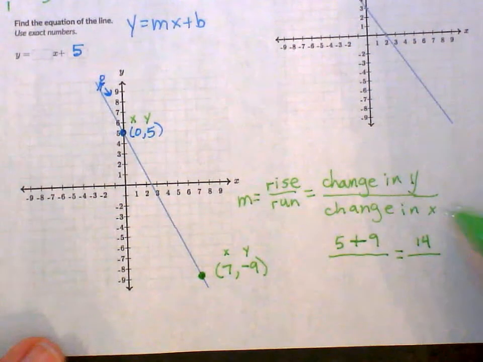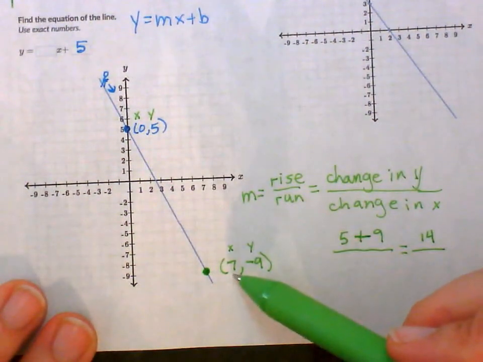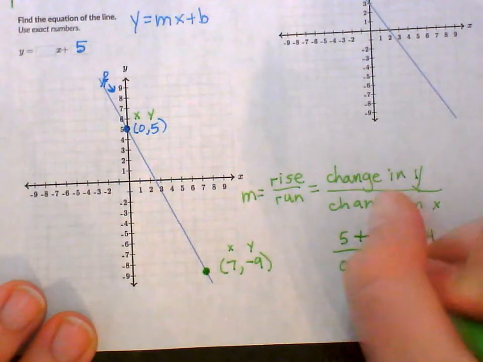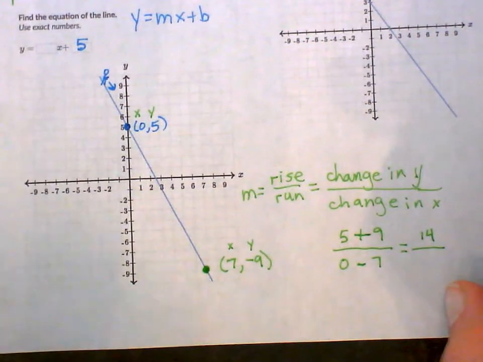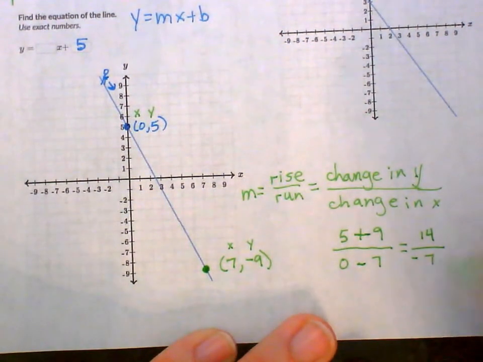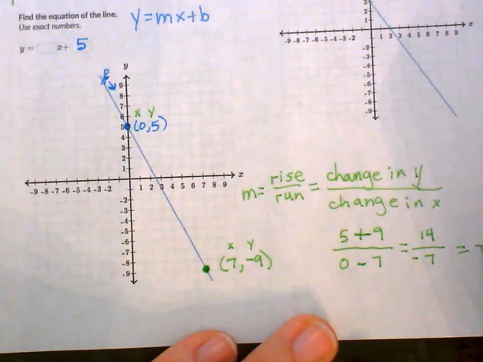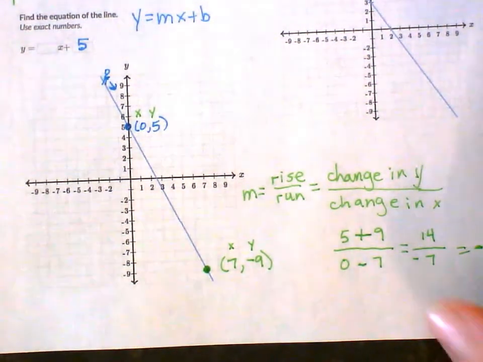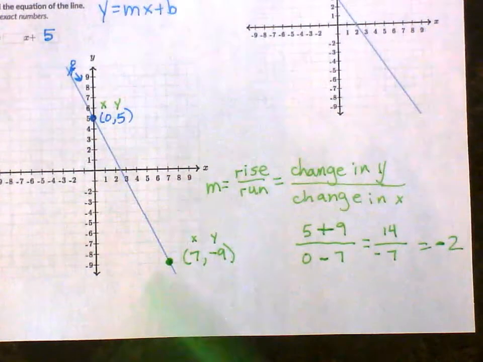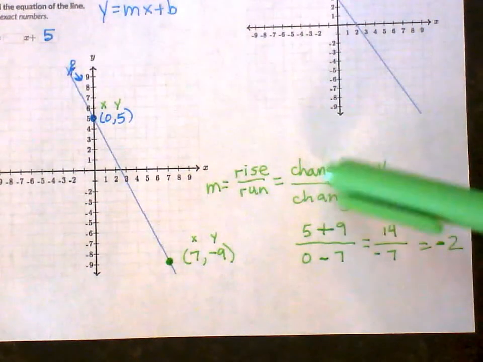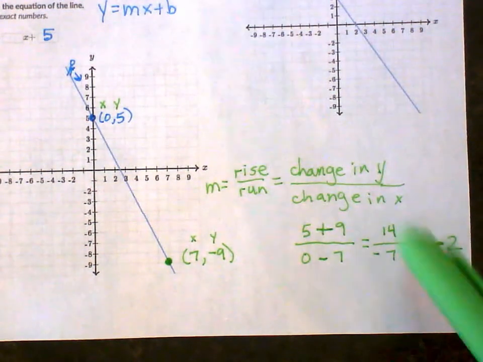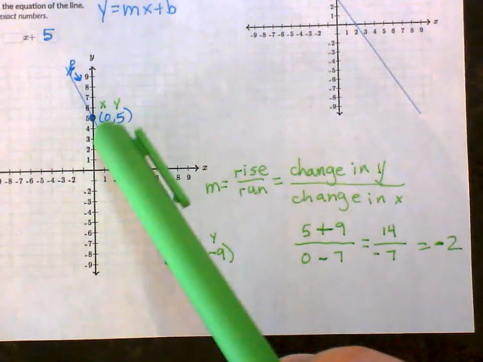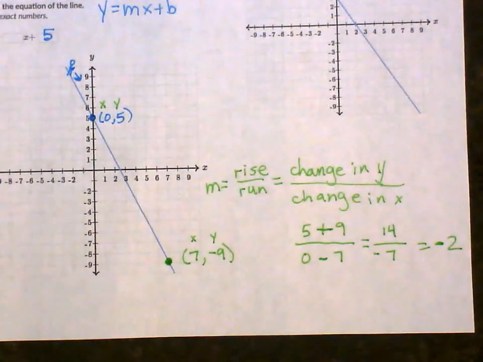Okay, change in x. We went from 0 to 7. Negative 7. So slope is 14 over negative 7, which is negative 2. So that's one way you can do it. You can do it change in y. We went from 5 to negative 9. Change means subtract. So 5 minus a negative 9, 14. Or you can do change in x. Change, subtract, so 0 minus 7 is negative 7. So the slope is negative 2.